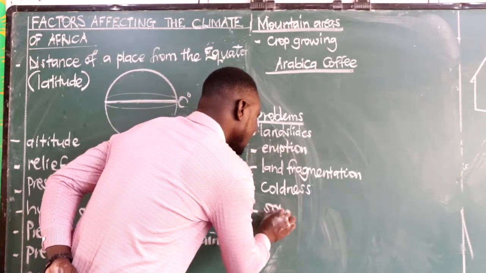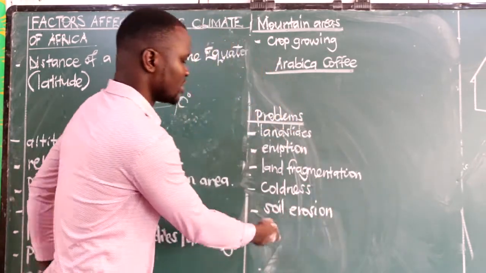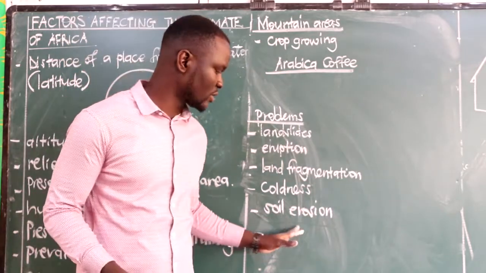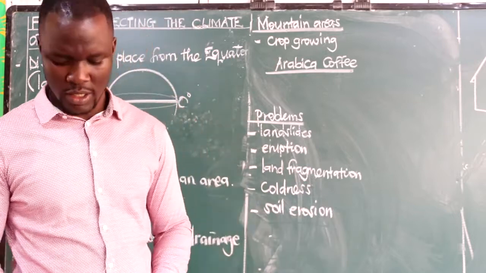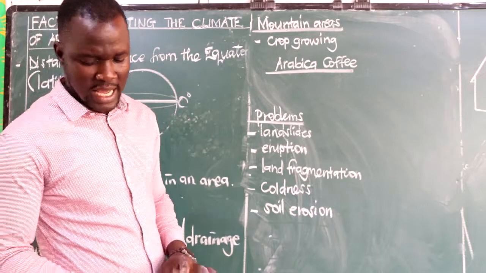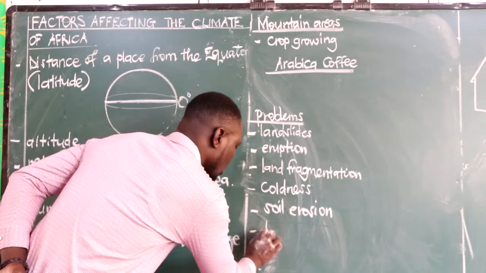And then we have the problem of soil erosion. Of course, we know soil erosion is in highland areas. We talk of terracing as a solution. We shall be looking at those solutions when we come to that. And also there is a problem of poor transport.